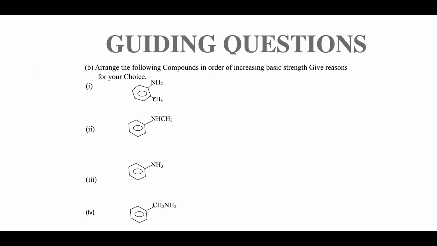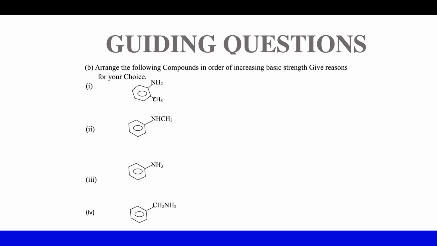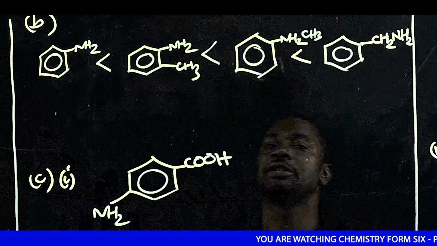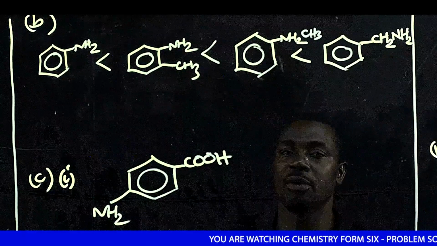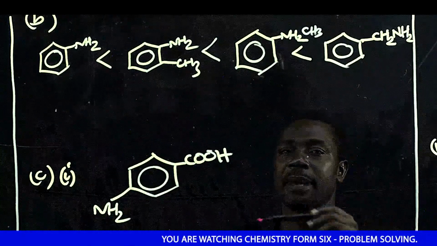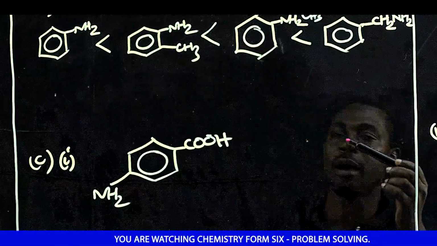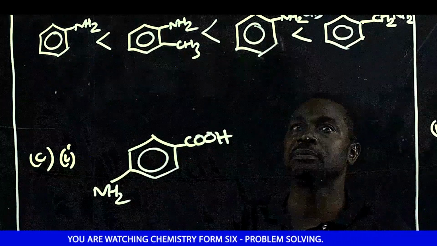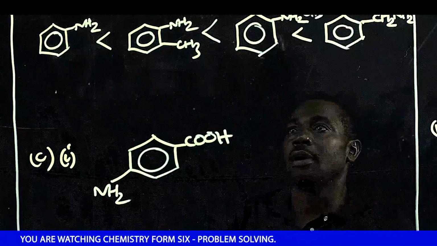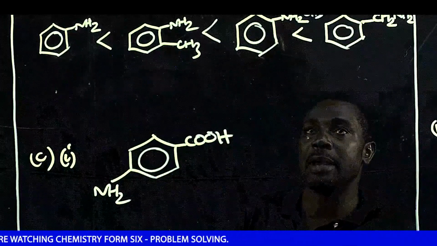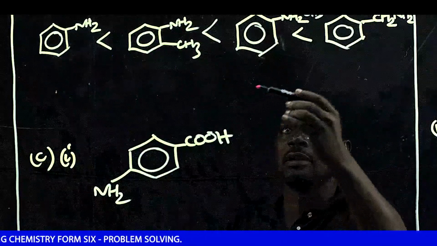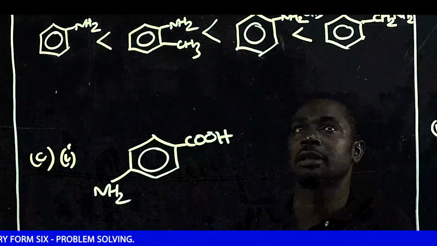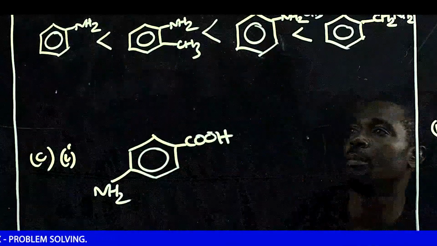Question number 1B. Arrange the following compounds in order of increasing basic strengths. Give reasons for your choice. The organic compounds given, most of them are aromatic amines. So the basicity of aromatic amines depends on the stability and availability of the lone pair of nitrogen of the amino group. So according to the aromatic amine compounds given, there is a difference in basicity. It depends on how that chemical compound is structured.